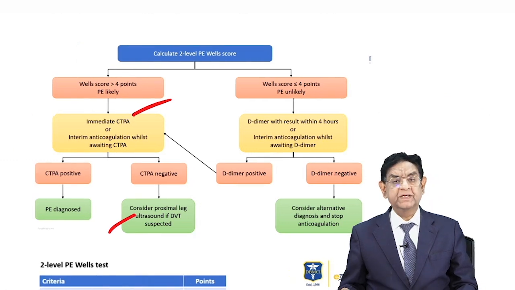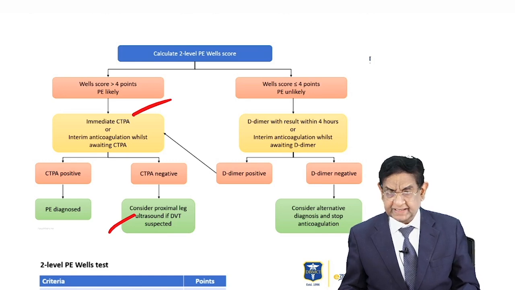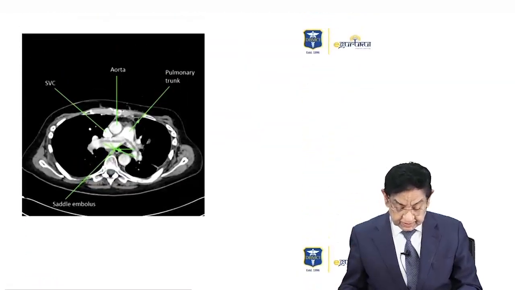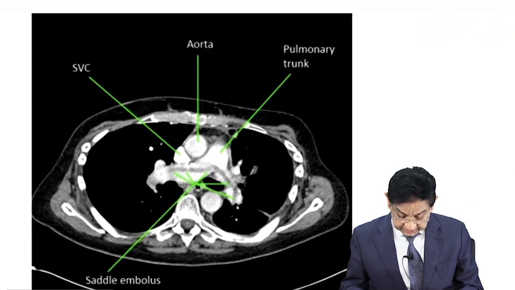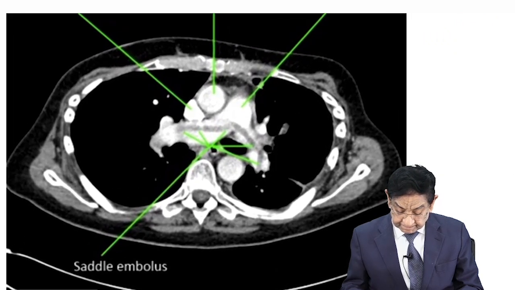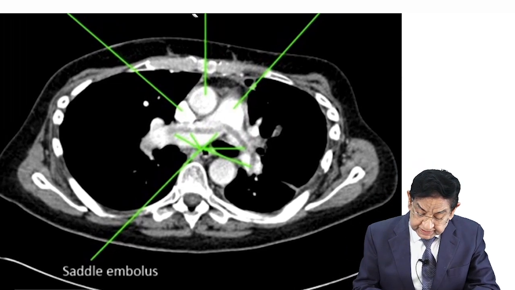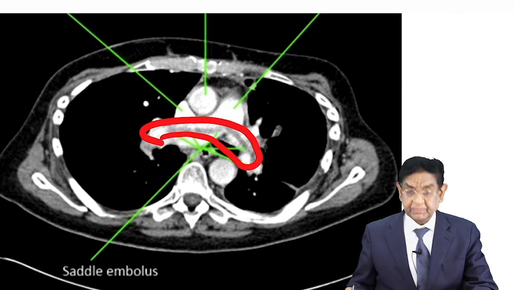So I hope you are quite well aware of how to approach a case of pulmonary embolism. Well, look into the CT scan. You can see the embolus, black color.